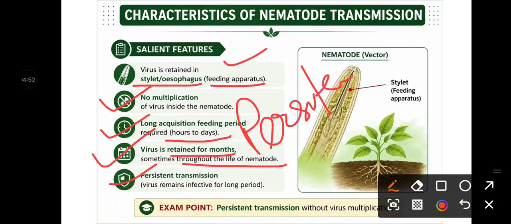It is present ectophytically, just superficially over the stylet or oesophagus, with no further multiplication of virus inside the nematode. It requires a long acquisition feeding period, a few hours to days, to acquire the particular virus from the infected plant, and the virus remains inside the nematode for months or throughout the nematode life. So it is showing persistent transmission.